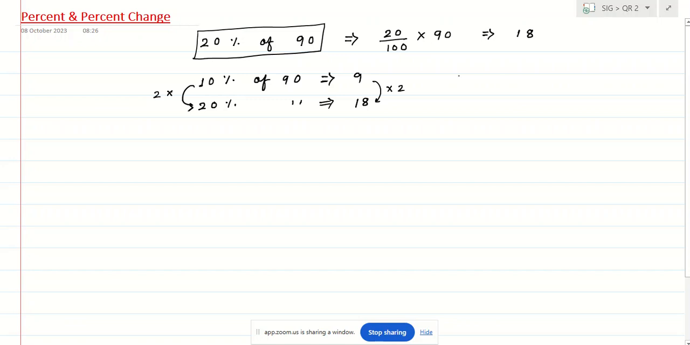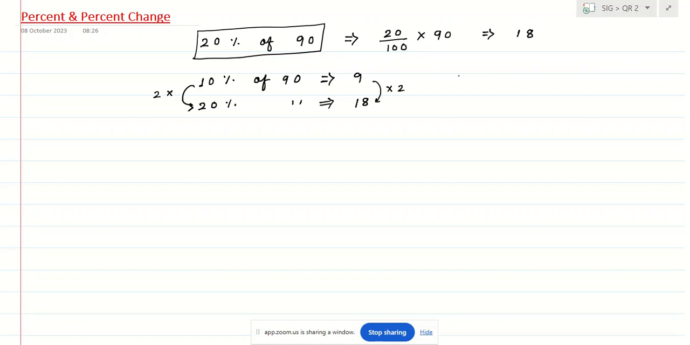Similarly, let's say I want to find the 30% of 90. 3 times 9, 27. 40% of 90, 36. 50% of 90, 45. 60% of 90, how much will we get? 54, right? 80% of 90, 72. 90% of 90, 81. And 100% of 90 is 90, right?